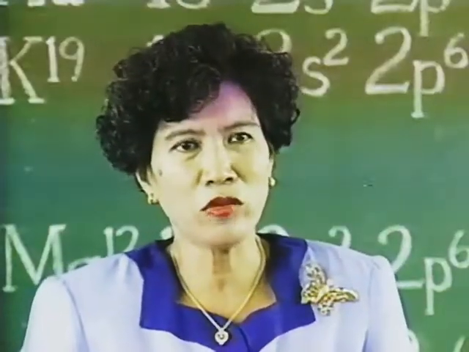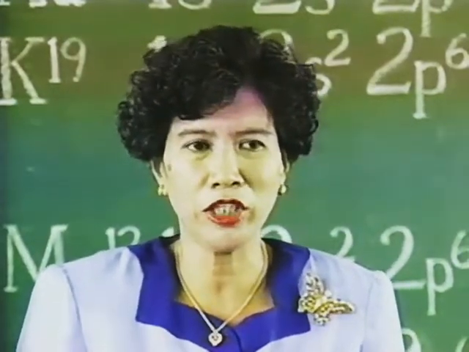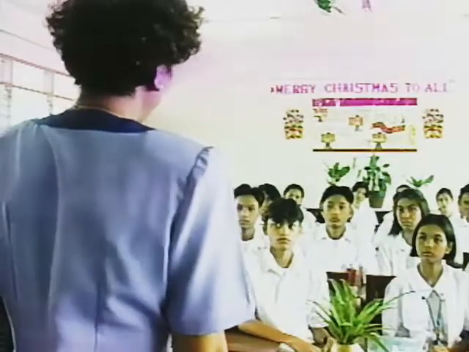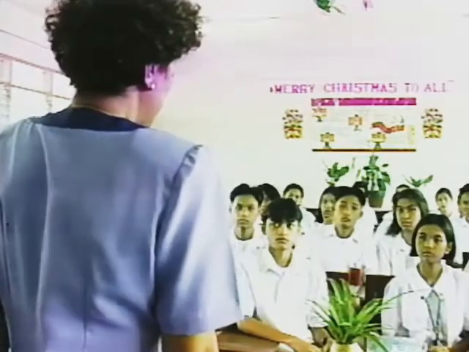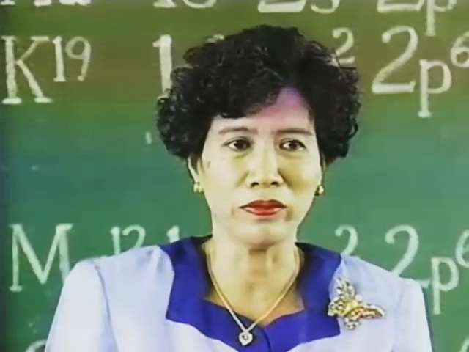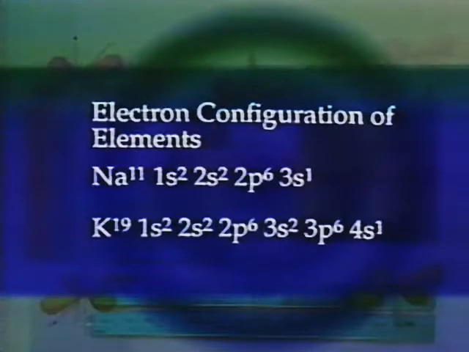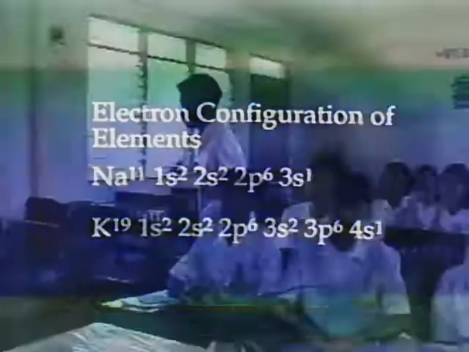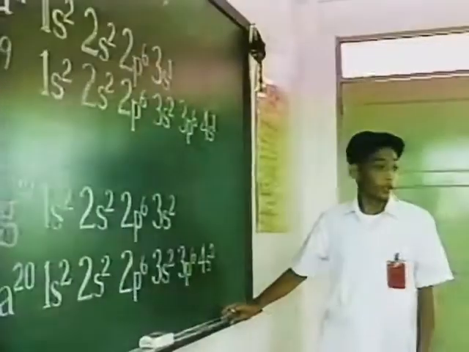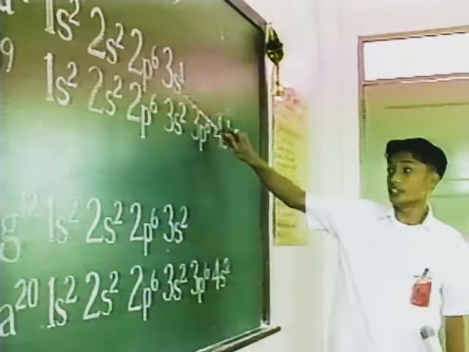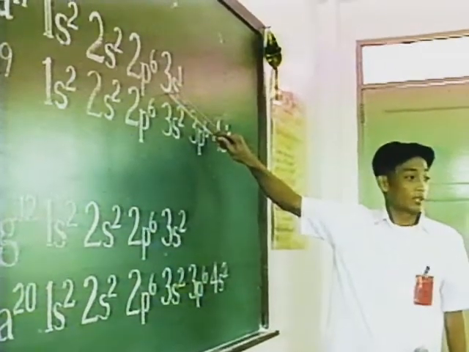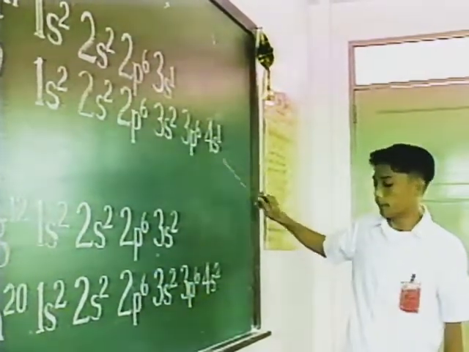Let's see what else we can learn from the electronic configuration. What is the highest principal quantum number of sodium and potassium? Christopher? In sodium, there are electrons at all levels until the 3s level. The highest value of n is 3. For potassium, the highest value of n is 4.